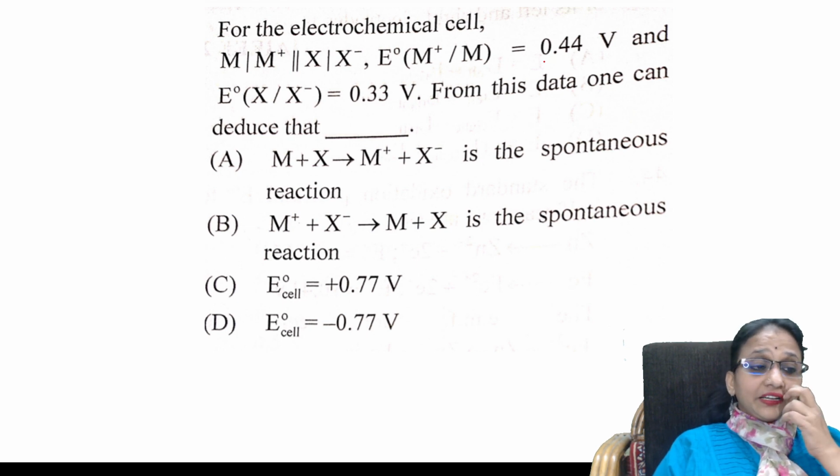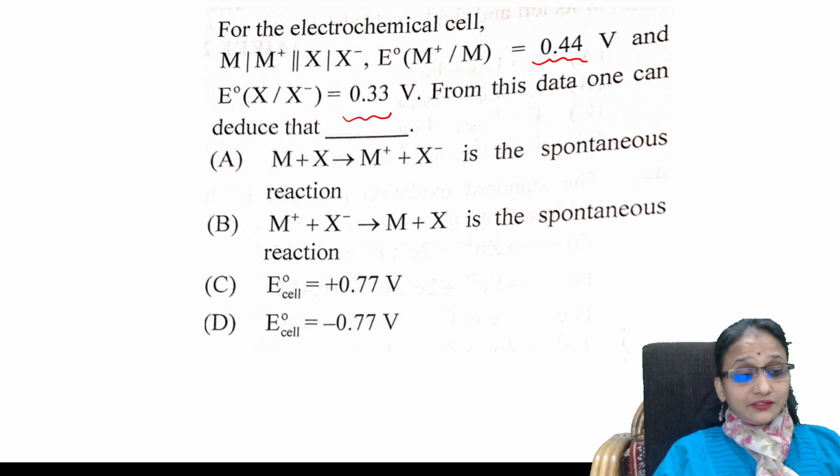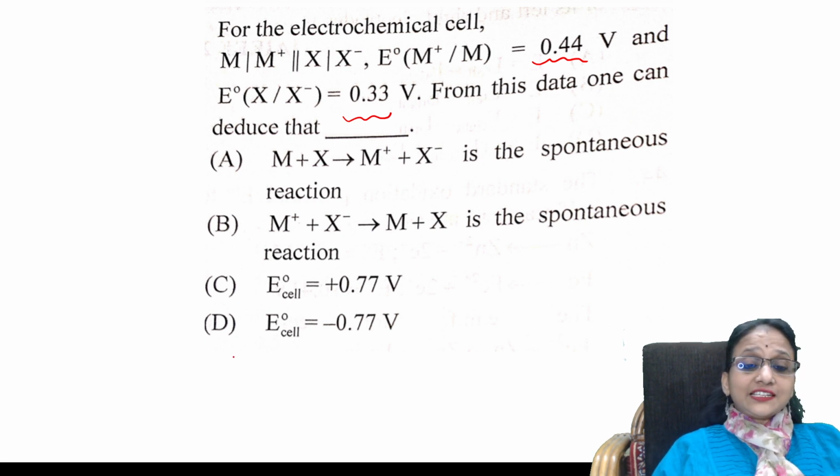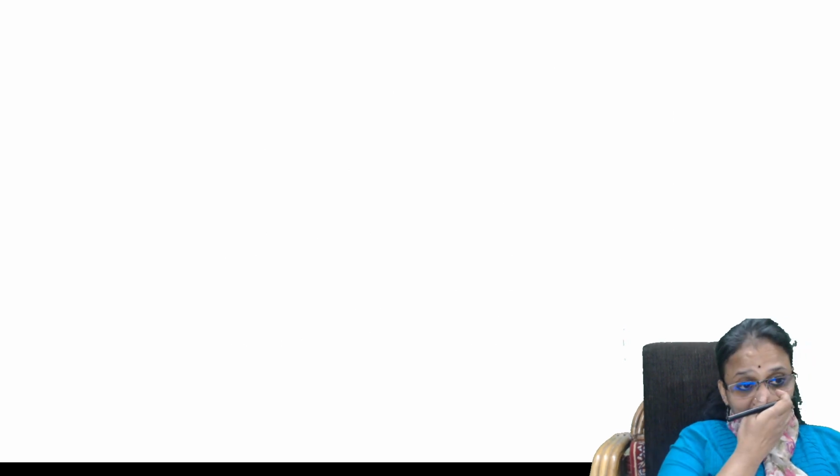Next question. For the electrochemical cell, this is one cell reaction given to us. They have given me for the electrochemical cell M to M plus, how much is the electrode potential? 0.44. And E naught cell for X to X minus is 0.33. First of all, let us write what they are asking me from the data. Deduce whether the reaction is spontaneous or not.